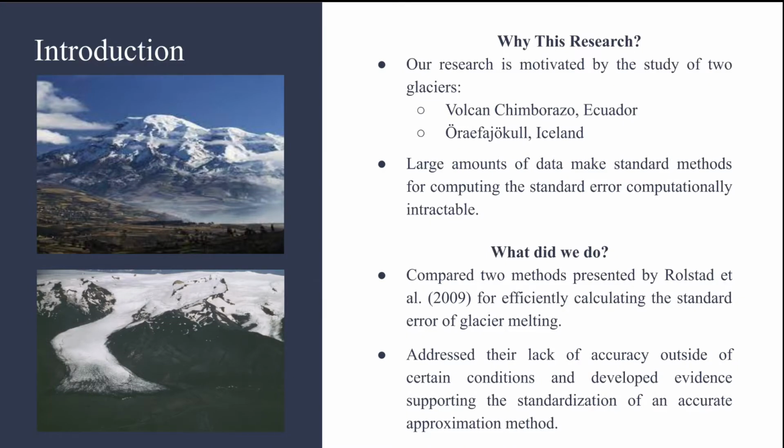Our research focused on approximating the standard error of glacial melting, inspired by previous work with two glaciers located on Volcan Chimborazo in Ecuador and Volcano Ravage in Iceland. Knowing the standard error is necessary for accurately predicting future melting of glaciers. However, new technology allowing for high-resolution measurement of glacier change has made standard statistical methods computationally intractable when computing this standard error. Our research specifically focused on comparing two methods presented by Norwegian glaciologist Cecily Rolstad for efficiently calculating the standard error of glacier melting.